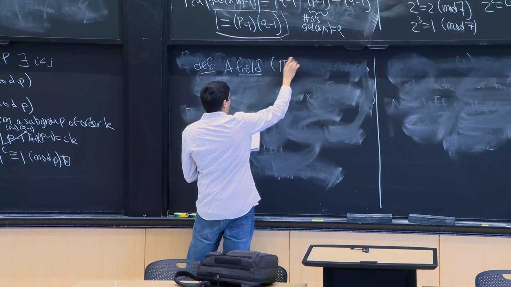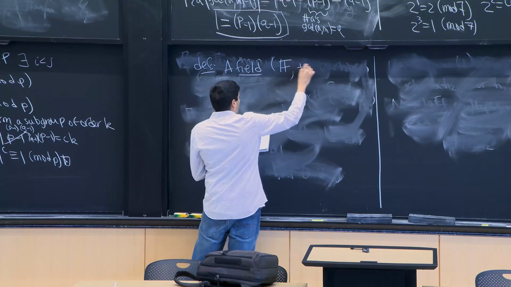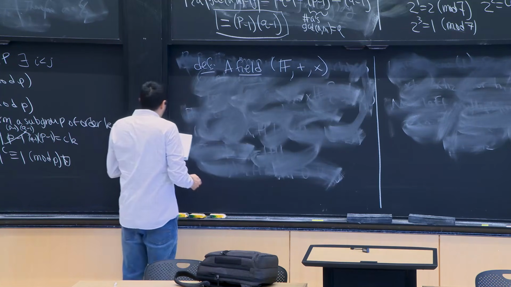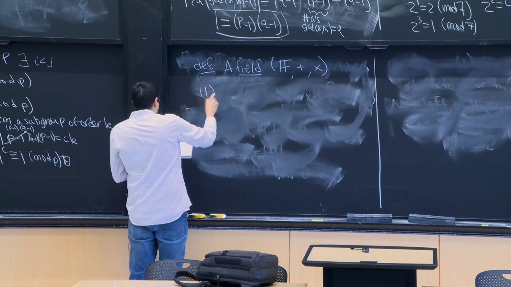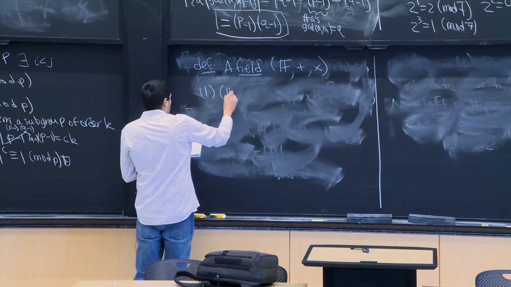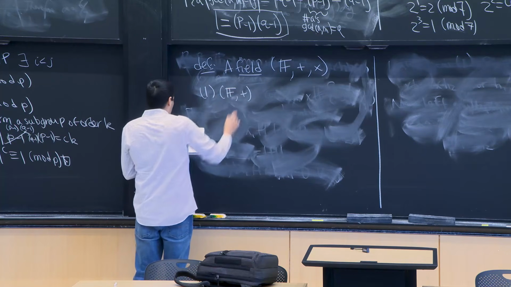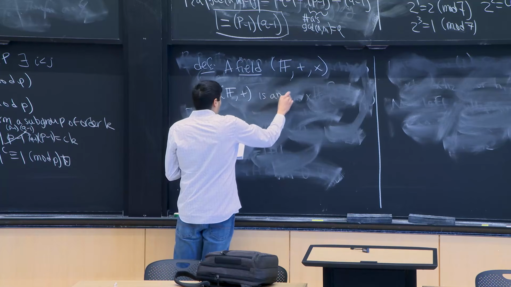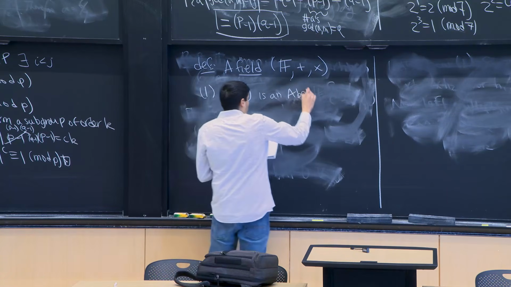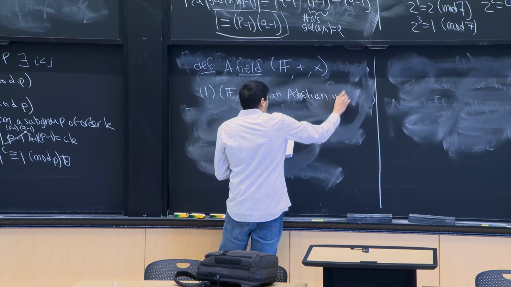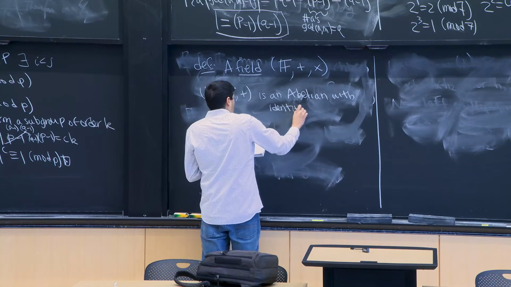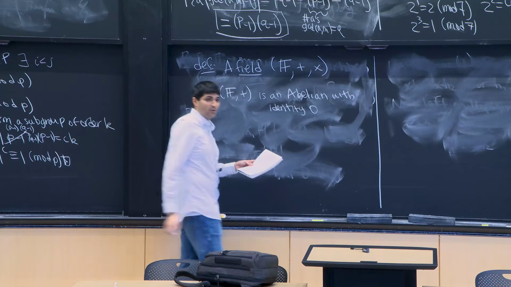is a set F, potentially infinite, which now has two operations, addition and multiplication. And it satisfies a bunch of properties. So first of all, we need that F and the operation plus, the binary operation, is an abelian group. And it'll have identity, which is some distinguished zero element.